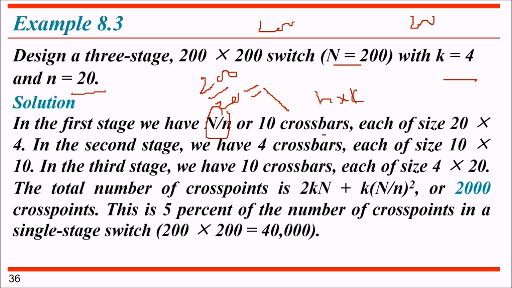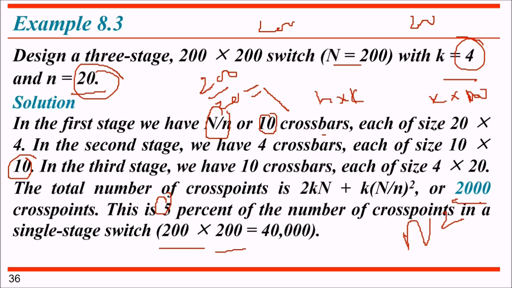In the second stage we have 4 crossbars, each of size 10 into 10. In the third stage we have 10 crossbars, each K into N, that is 4 into 20. So the total number of cross points will be 2 into K into capital N plus K into (capital N by n) whole square, or it will be 2000 cross points, which is only 5% of the total number of cross points.